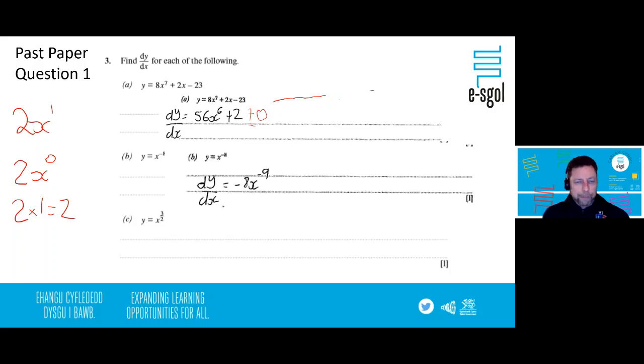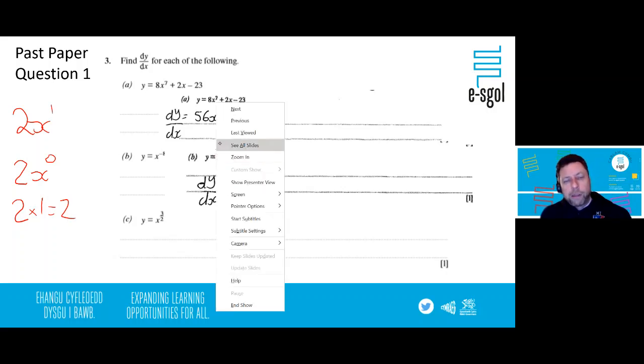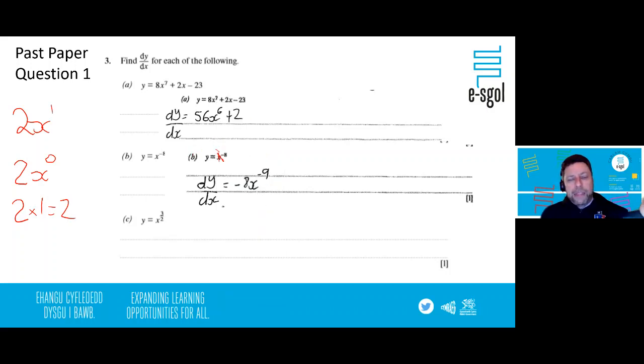Now, the next question, 3b, we've seen some examples like that already today. I'll write that answer up. Minus 8x. Minus 8x to the minus 9 multiplied by the power. There's in fact like an imaginary 1 in the front, so 1 times minus 8 is minus 8. And then you multiply it to make minus 8, and then you decrease the power again by 1, making minus 9.